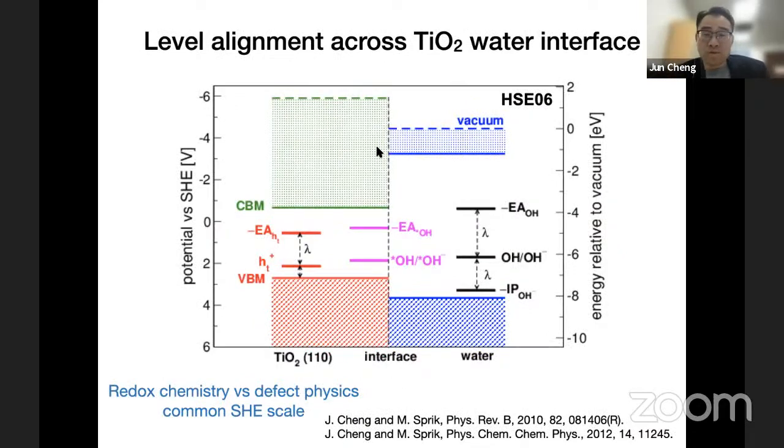Now I show you this picture in here. By putting all these levels on the same potential scale of standard hydrogen electrode reference, we can do the band alignment of TiO2 and the bulk water, the levels inside the bulk semiconductor and the levels inside the solution. And most importantly, also the levels on the surface. Of course, that will be very important for catalysis. So that's what I'm going to talk about next. But to point out, right now we haven't electrified the interface. So all those calculations are done at the flat band potential and point of zero charge condition.